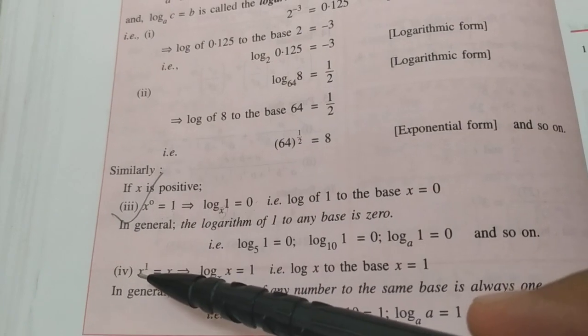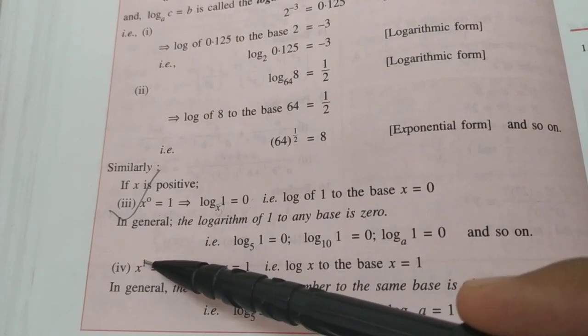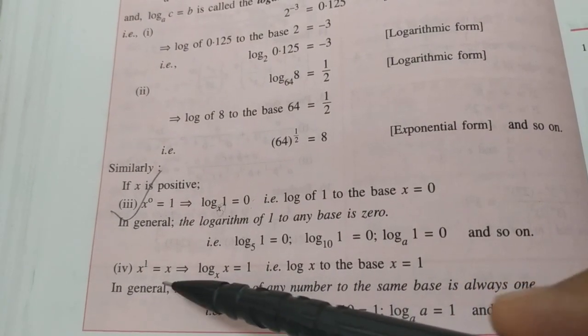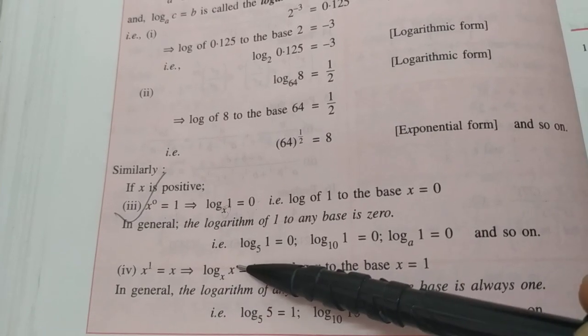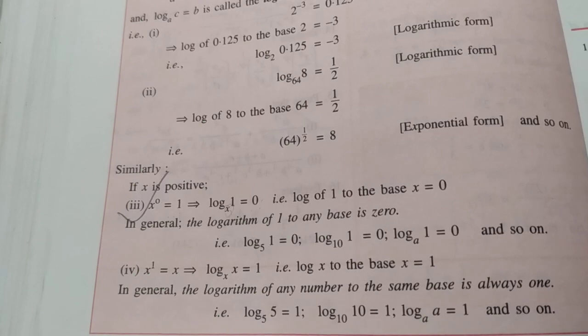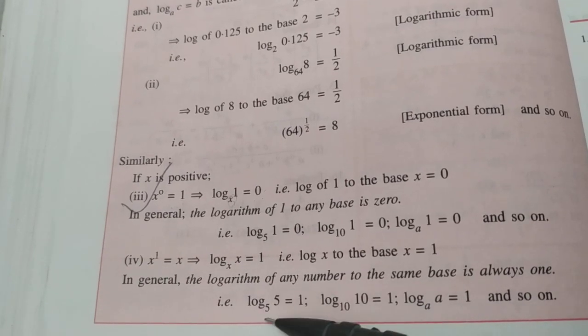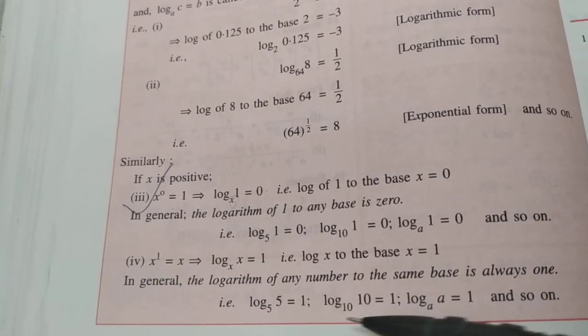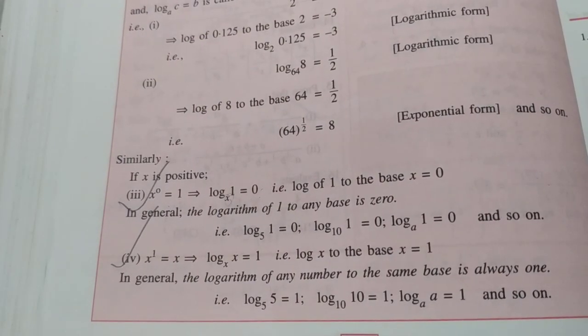Also, we know that any number raised to 1 is always the same number. So we can say that log of any number with the same number as the base is always 1. For example, log of 5 to the base 5 is 1, or log of 10 to the base 10 is 1, and so on. So remember this observation as well.